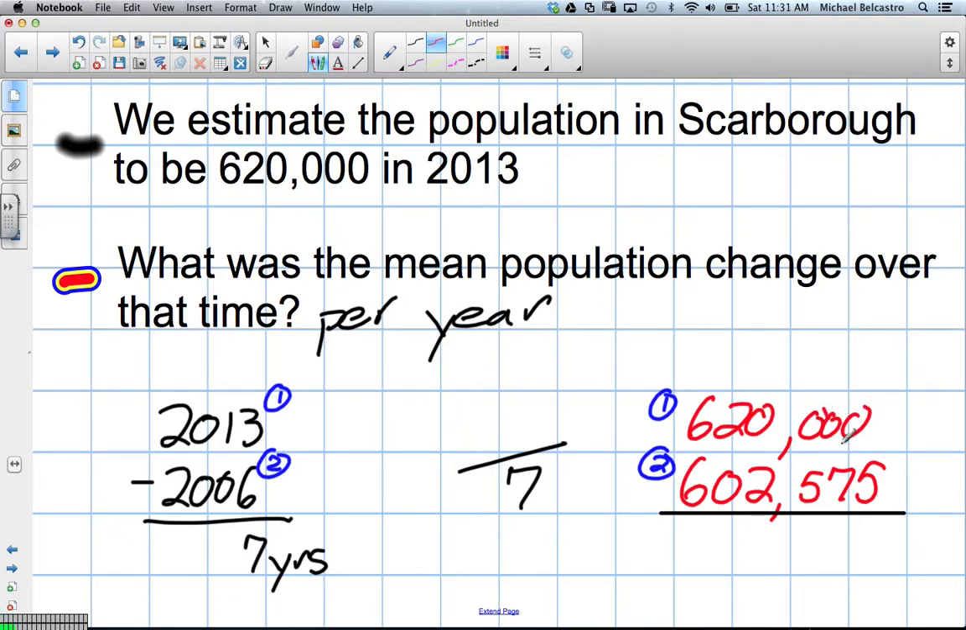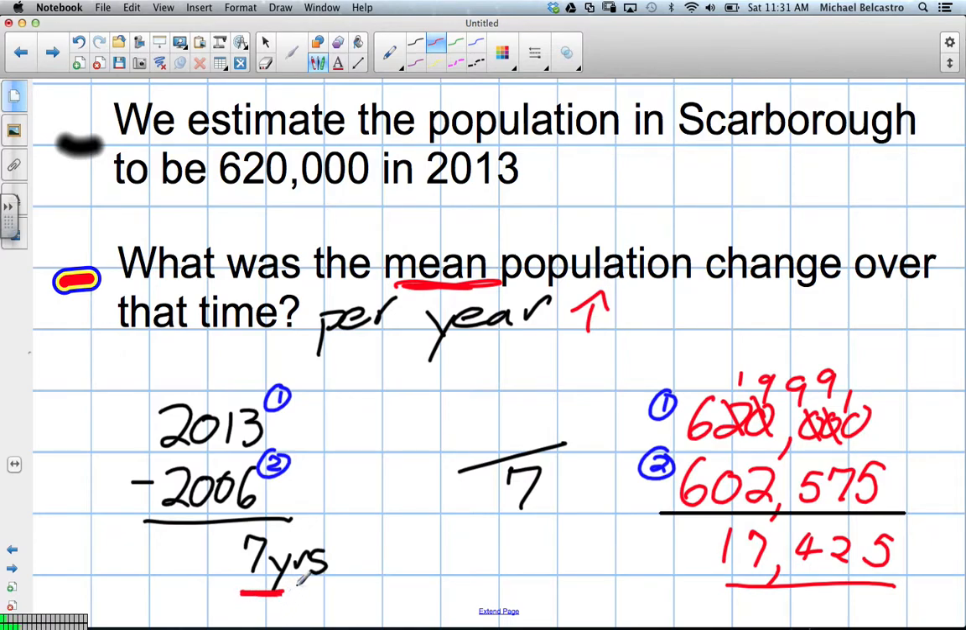We could use a calculator, but I think I remember how to do this. Okay, so this becomes a 5. That's a 9, becomes a 2. 9 is a 4. 9 is 7. 1. So it looks like the population went up by 17,425 people. Okay, so to find the mean population increase per year, we're going to take this value and divide by the number of years. And that'll give us an average of how much it increases every single year.